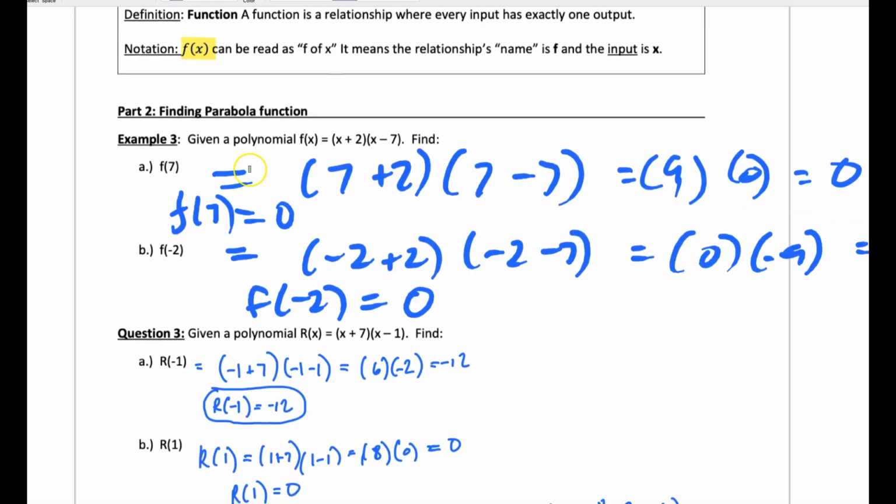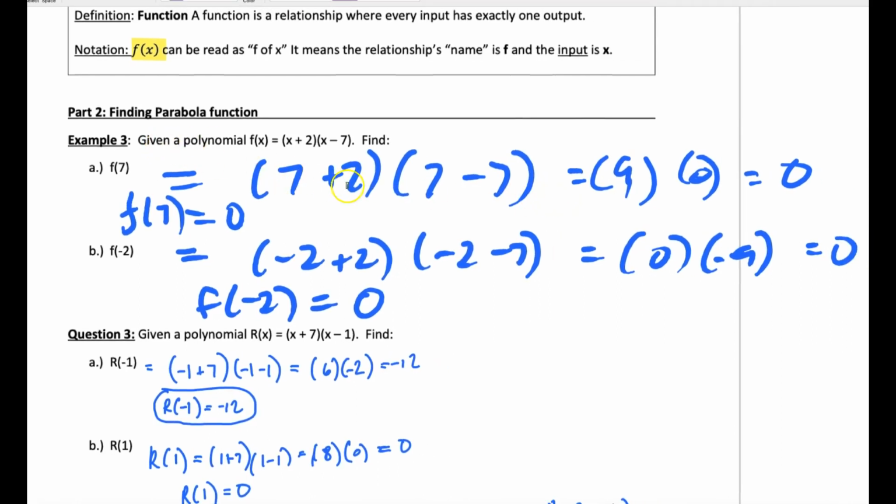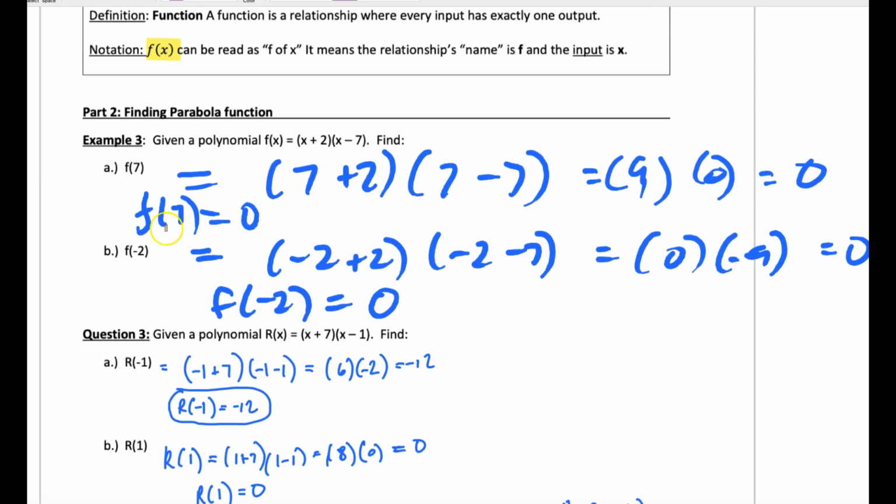And so looking at this function, f of x, you see it's in factored form. And to remind you, f of 7 means to substitute that number into the equation, so you can see what I've done there. When you plug 7 into this equation, you get a value of 0.